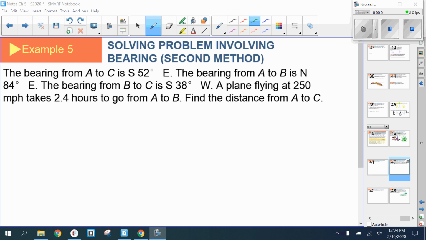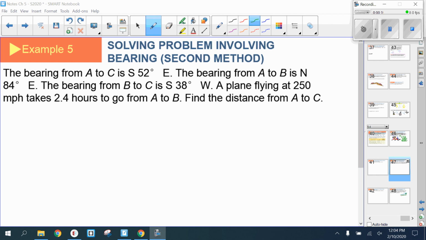Example 5, the bearing from A to C is south 52 degrees east. The bearing from A to B is north 84 degrees east. The bearing from B to C is south 38 degrees west. A plane flying at 250 miles an hour takes 2.4 hours to go from A to B. Find the distance from A to C.